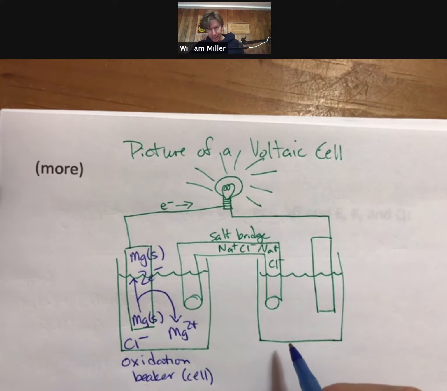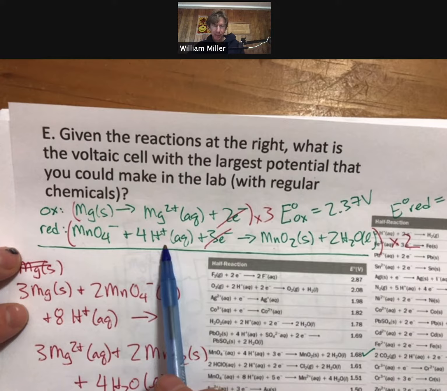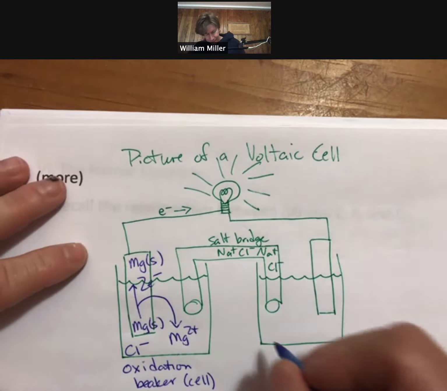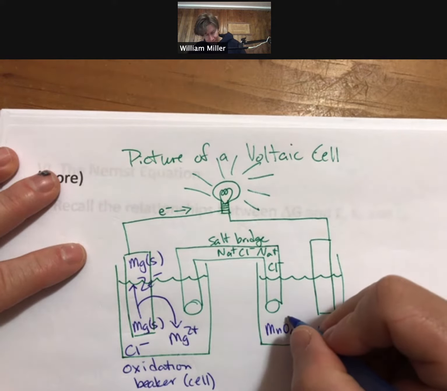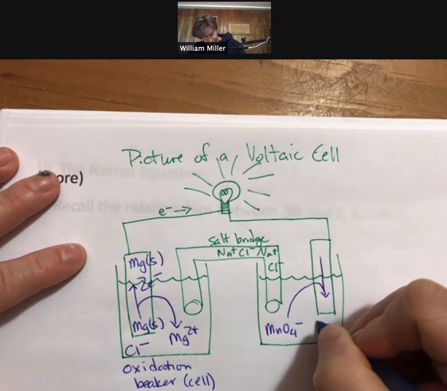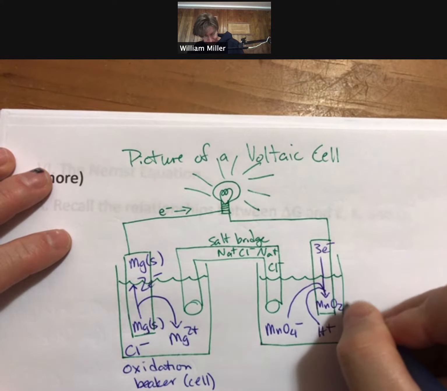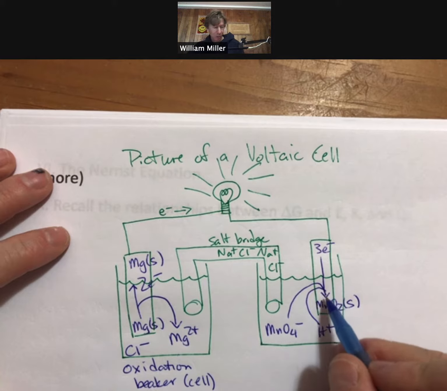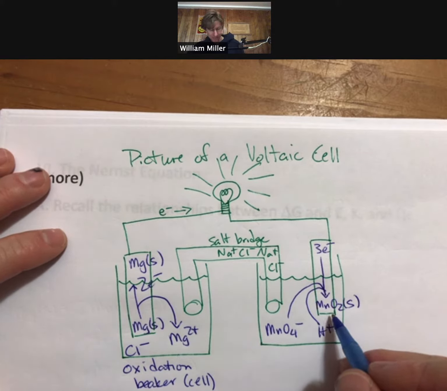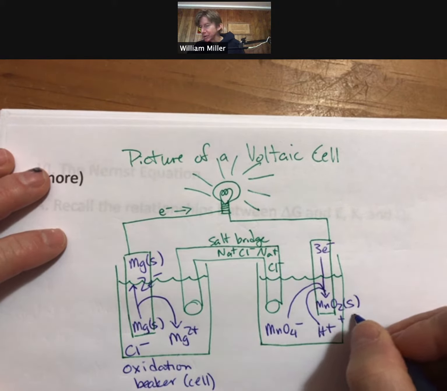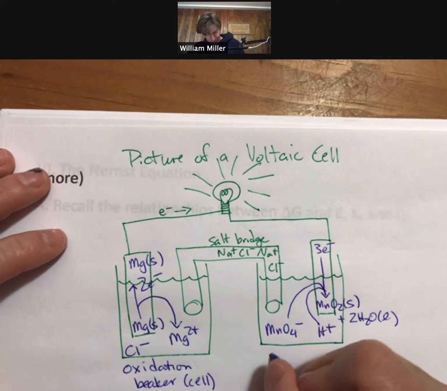Now, on the other side, I need to have permanganate ion and hydrogen ion, and they're going to be making manganese oxide. So I've got my 2 ions in solution. Those ions are going to both come up to my electrode, pick up 3 electrons, and make manganese oxide solid. This whole process occurs on this electrode. It makes the manganese oxide, and the manganese oxide will most likely stick to the electrode and coat it. And it's also making some H2Os. Looks like 2. And let's see, this is called the reduction beaker or cell.